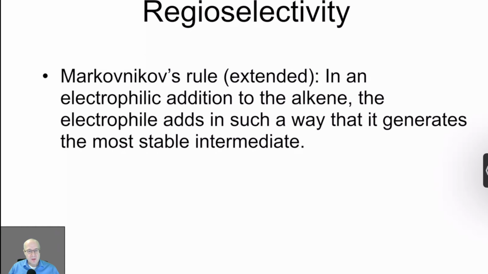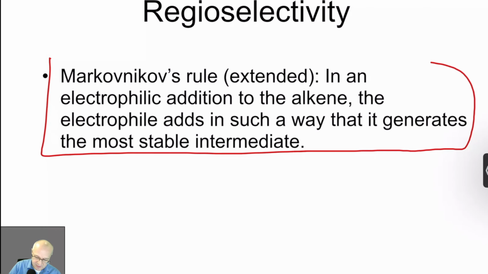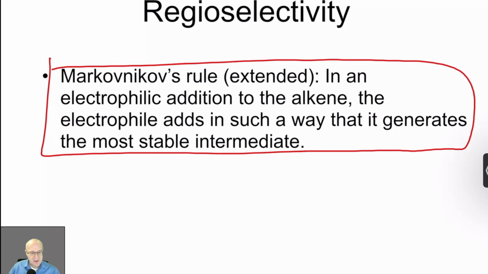Additionally, in an electrophilic addition of the alkene, the electrophile adds in such a way that it generates the most stable intermediate. Now, this is the one I want you to circle, highlight, and otherwise make a big deal about, because this is the rule that I really want you to focus on. Now, the first rule I read you is right. It's correct. This rule is a restatement of it.